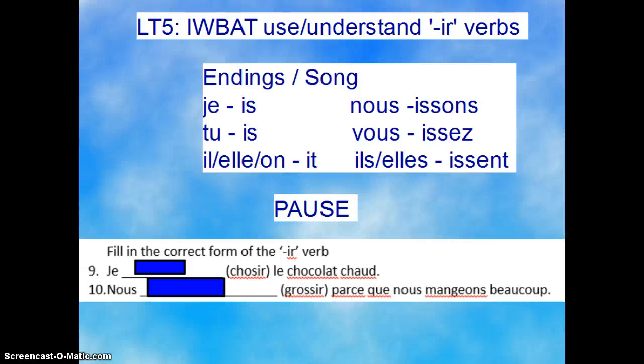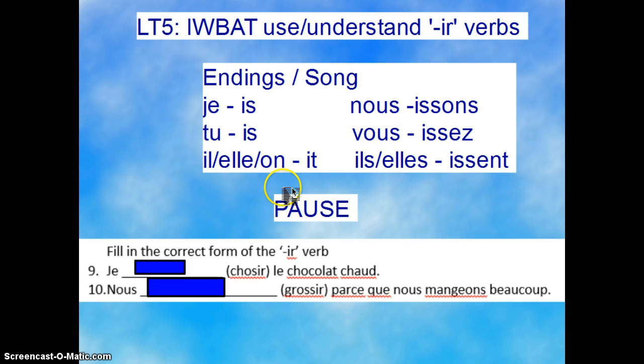Just to remind you, the song that we talked about on the video that I sang horribly off key once, and I'm about to sing horribly off key again, is that IR verb song to the tune of the Mexican hat dance, which is is, it, is, issons, issez, issent, and you get the point. Again, remember that the letter I in French is pronounced E, so when I'm saying is, it, I'm actually saying is, it. Take a moment, pause the video, and try the 2 questions below.